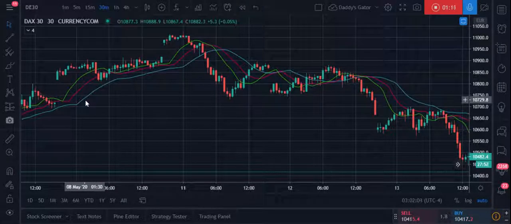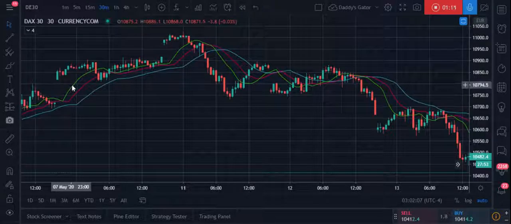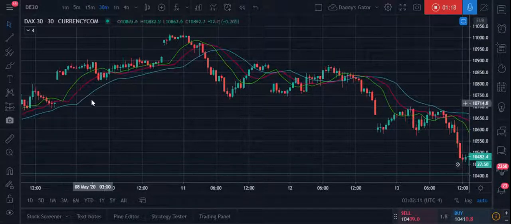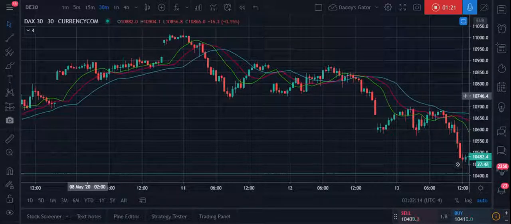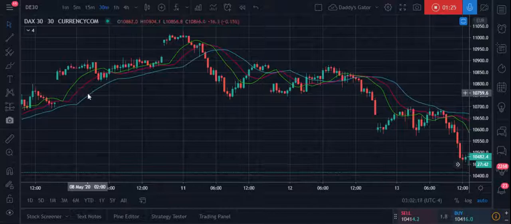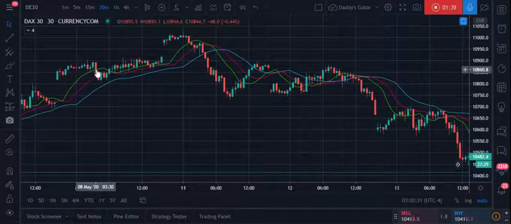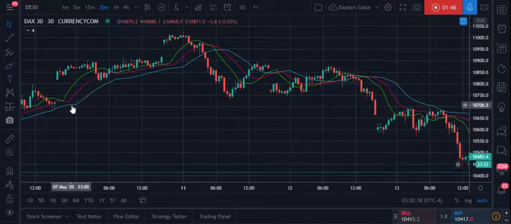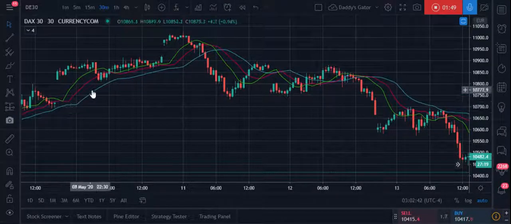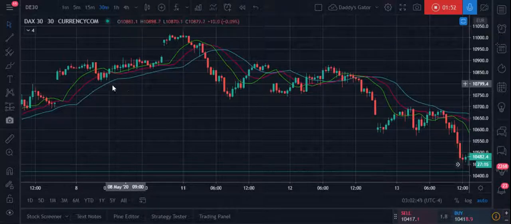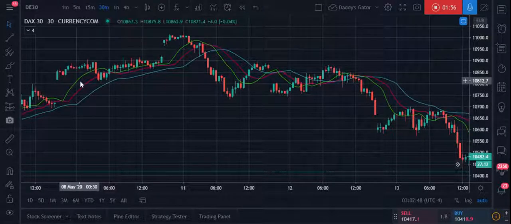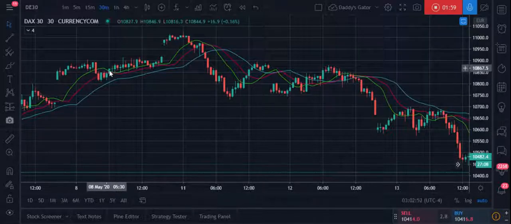We are going to first go over these lines here. You've got the green line, the pink line, and the blue line. The reason why it's called alligator is because the blue line here is the jaw, the pink line is the teeth, and the green line is considered the lips. Our teeth and our jaw, the blue and pink lines, signal the strength of the trend. And our green line, the lips, tells us exactly when to execute.